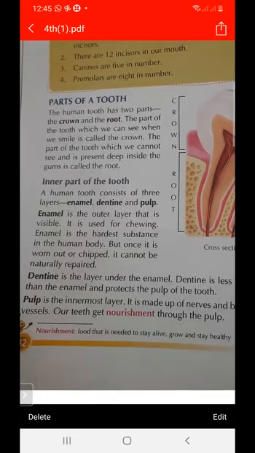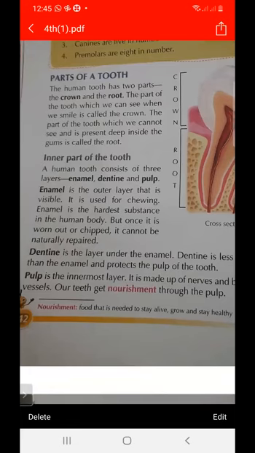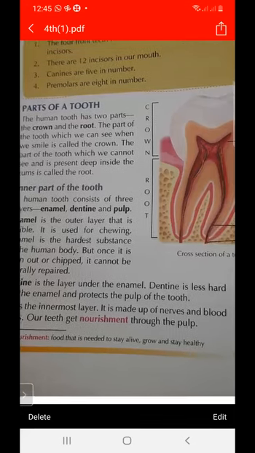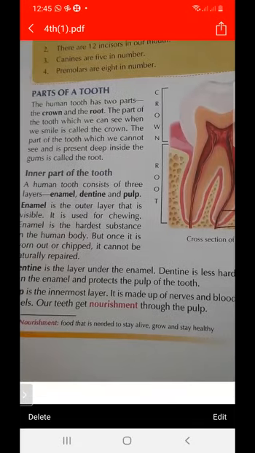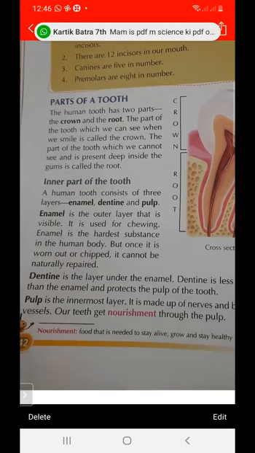Next is pulp. Pulp is the innermost layer of the tooth, and it is made up of nerves and blood vessels. Our teeth get nourishment through the pulp.